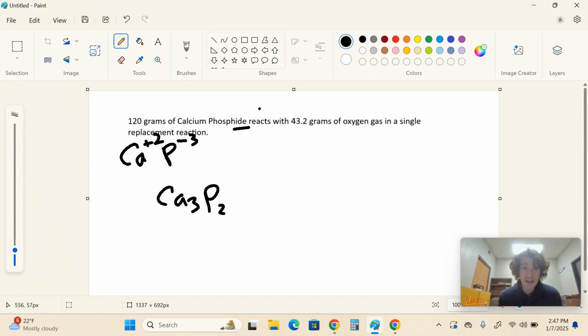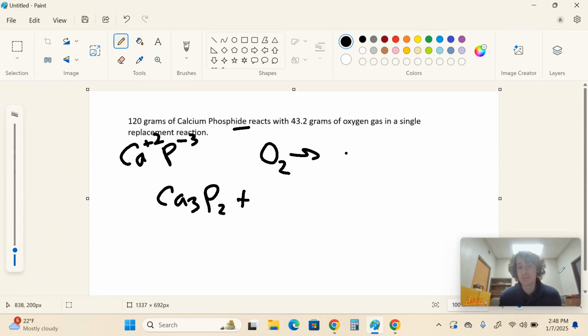Then you have to say, okay, it's reacting with oxygen gas. When it says oxygen gas, the assumption here is that this is oxygen in what's called its allotropic form, which is a fancy way of saying how it typically manifests, how we would typically find it. So how do we typically find oxygen? As oxygen gas, aka O2.